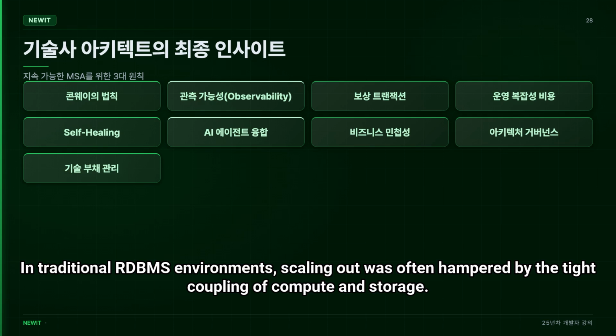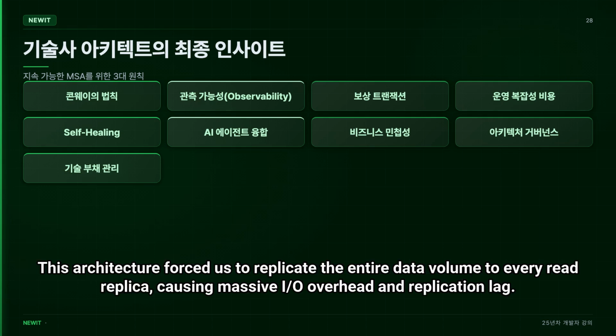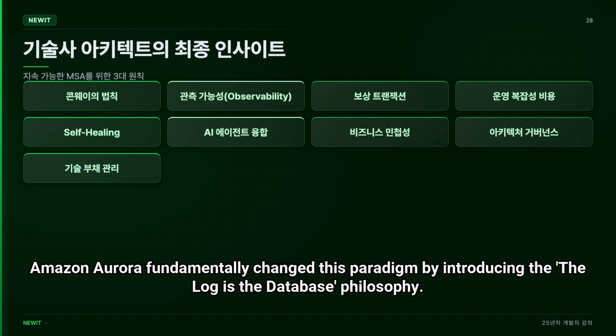In traditional RDBMS environments, scaling out was often hampered by the tight coupling of compute and storage. This architecture forced us to replicate the entire data volume to every read replica, causing massive I/O overhead and replication lag. Amazon Aurora fundamentally changed this paradigm by introducing the log as the database philosophy.